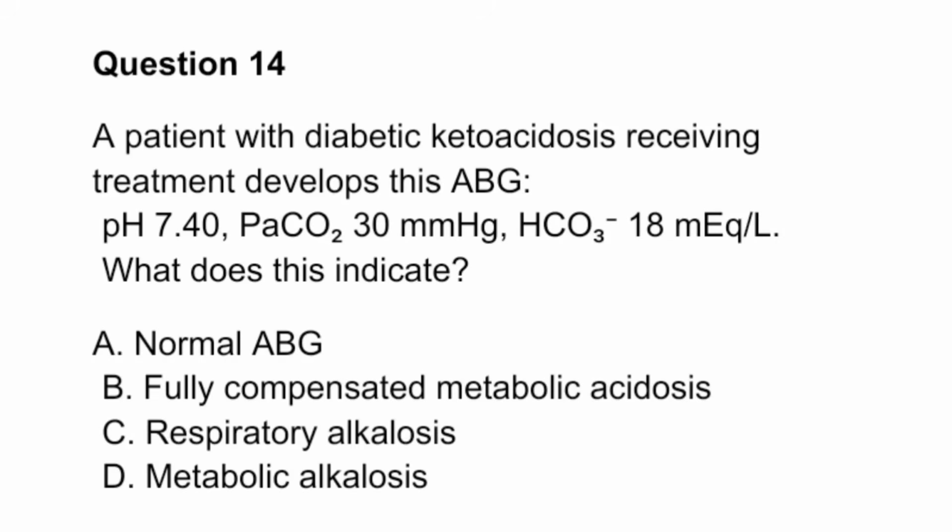Question 14. A patient with diabetic ketoacidosis receiving treatment develops this ABG: pH 7.40, PaCO2 30 mmHg, HCO3- 18 mEq/L. What does this indicate? A. Normal ABG. B. Fully compensated metabolic acidosis. C. Respiratory alkalosis. D. Metabolic alkalosis.